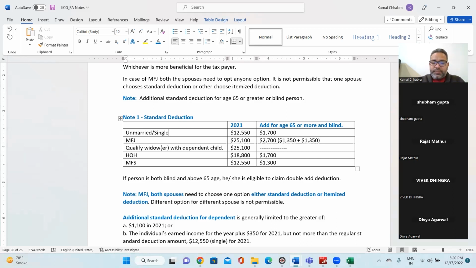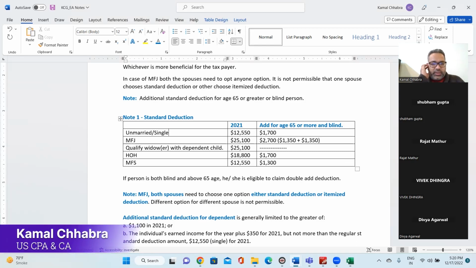So the standard deduction will be $12,550 plus how much? $1,700 plus $1,700. That means $14,250 will be the standard deduction if the individual is unmarried, or legally separated and filing single, and more than 65 years of age and blind. Then he or she will get both the benefits.